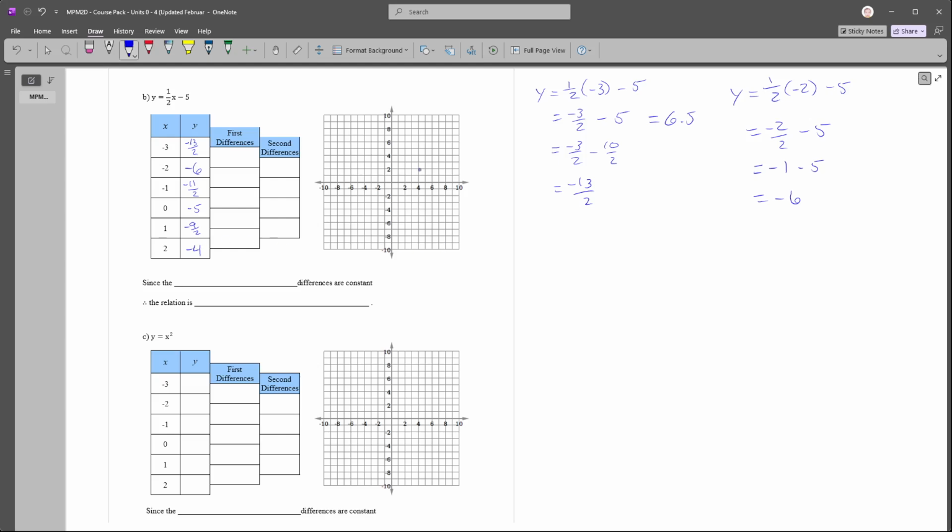Okay, we can graph this. Let's try it. -3, and then -6.5. All the way down here.